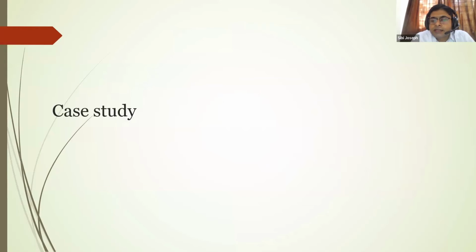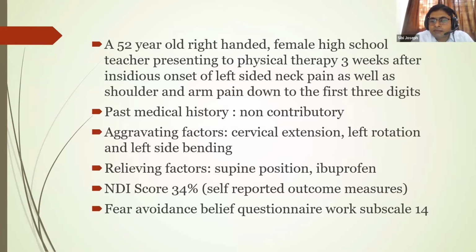So that's it. So I'll just leave you with a case study. A 52-year-old right-handed female high school teacher presenting to physical therapy 3 weeks after insidious onset of left-sided neck pain, as well as shoulder and arm pain down to the first 3 digits. The past medical history is non-contributory. Aggravating factors: cervical extension, left rotation, and left side bending. Relieving factors: supine position, ibuprofen.